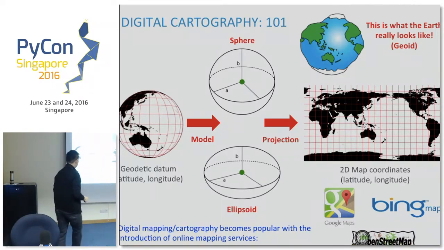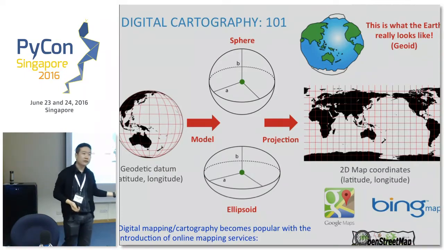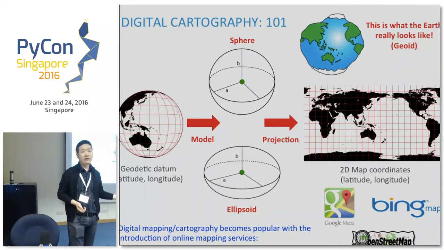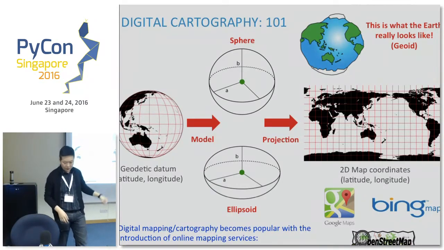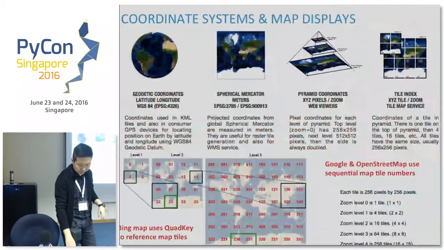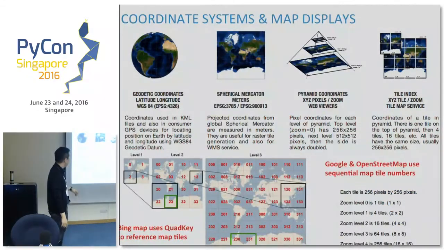And digital cartography and GIS applications and research is now very popular because we have very good access to online map providers. Some of these are Google Maps, Bing Maps, OpenStreetMap. And how do these map providers actually serve the map to us?